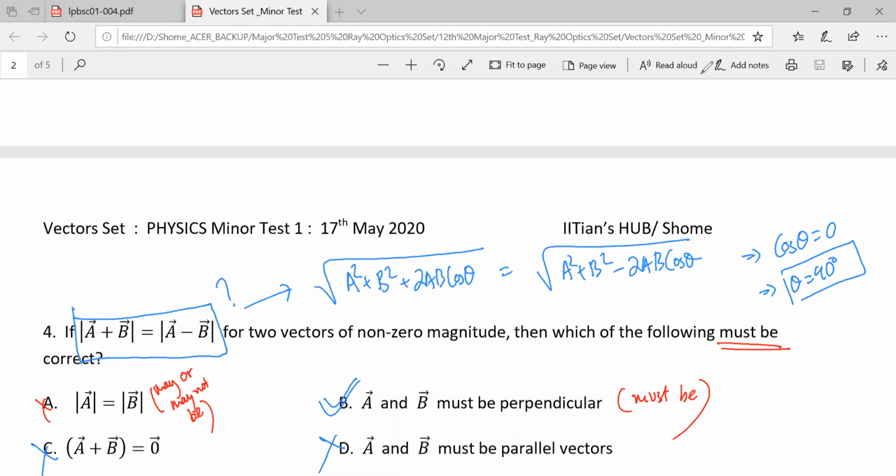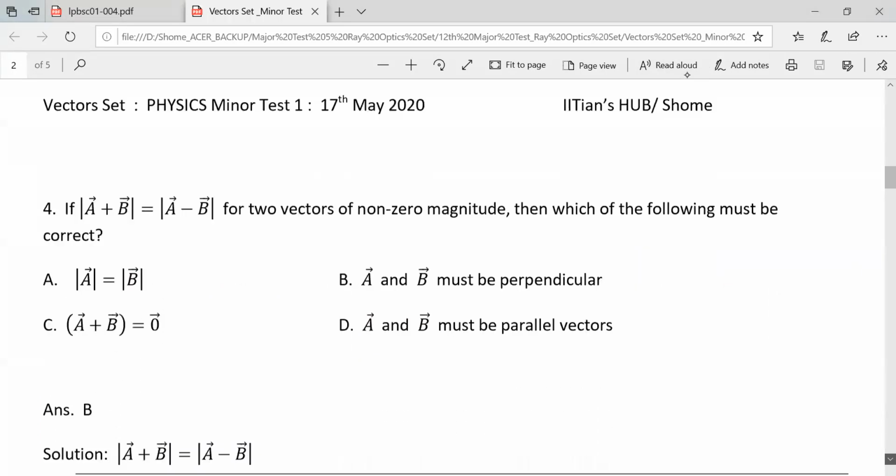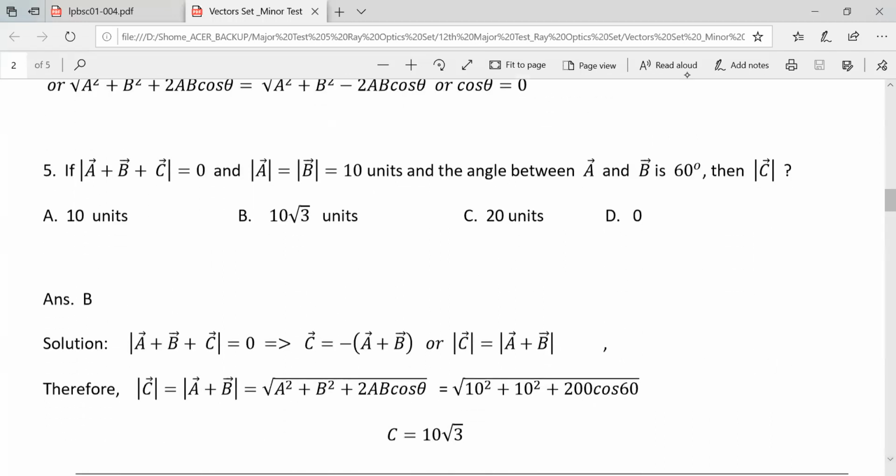Okay, Bhavesh, we'll check that out if it's repeated. Now, what about this next one? That's fine. Okay, now what about this one?